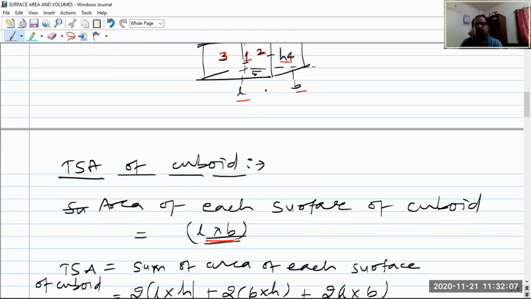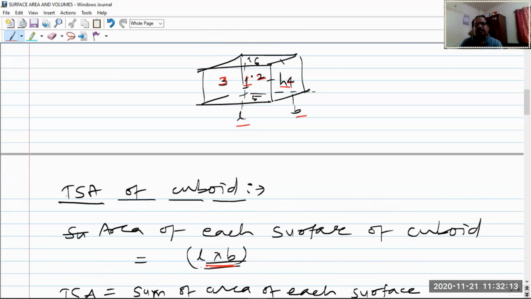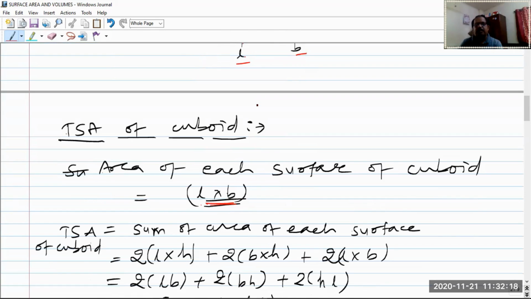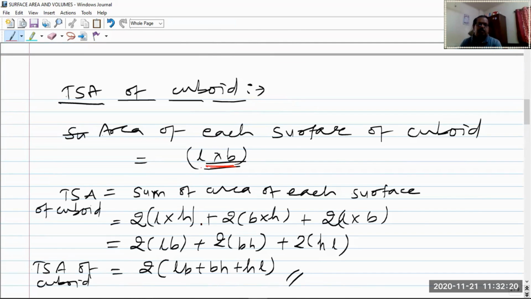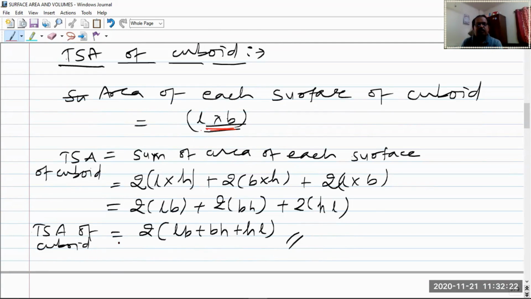And then the 2lb is nothing but L into B, which is the area of the bottom and the top surfaces of this cuboid, right? So in this way we add up all these areas to get the total surface area of a cuboid.